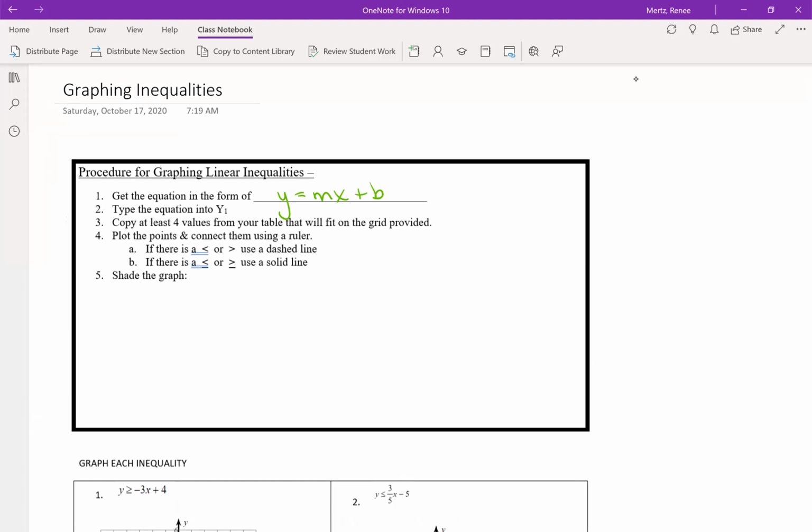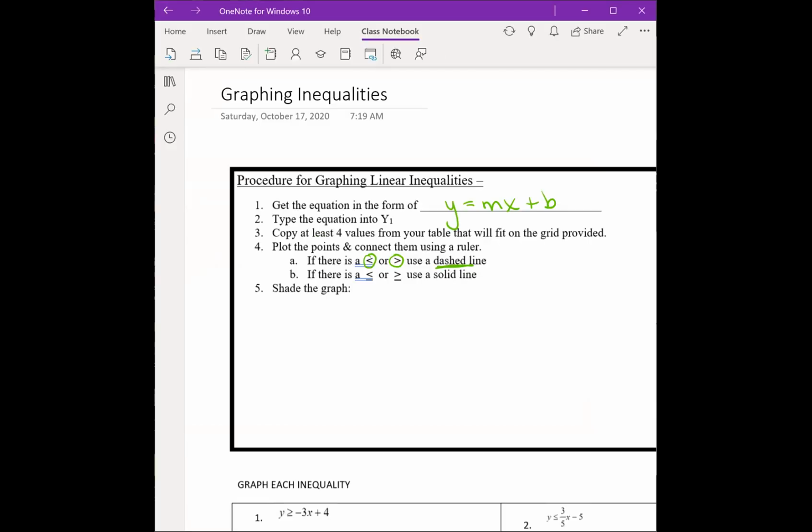You would definitely want to get a few points. You probably can't always fit 4, but sometimes you can definitely fit 2 on your graph. You want to plot the points and connect them using a ruler. The big deal is if there's a less than or a greater than, you use a dashed line. If there's a less than or equal to or a greater than or equal to, you use a solid line.